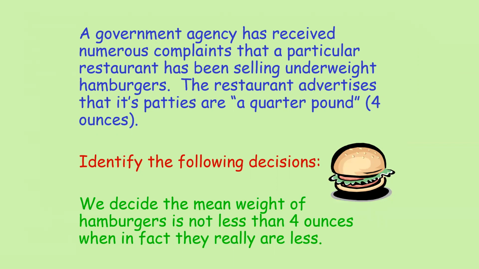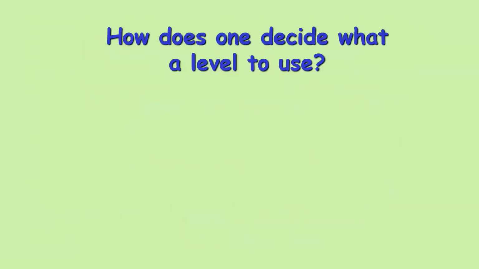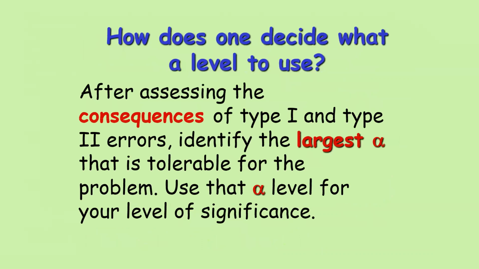But what if we decide the mean weight of hamburgers is not less than 4 when in fact they really are less? That would be our type 2 error, think FF. Failing to reject a false null would be our type 2 error. So how does one decide what alpha level to use? Well, after assessing the consequences of a type 1 and type 2 error, identify the largest alpha that is tolerable for the problem and use that alpha level for your level of significance.